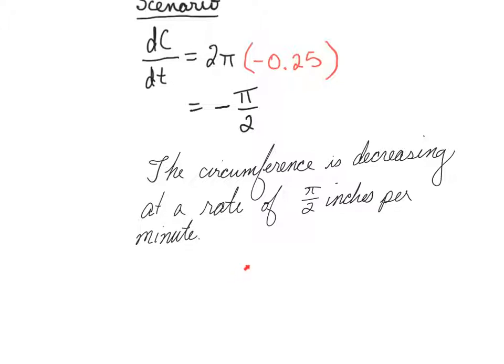So where did the sign go? Why don't I have a negative pi over 2 inches? And that negative has been absorbed into this word. So that's our answer. The circumference is decreasing at a rate of pi over 2 inches per minute.